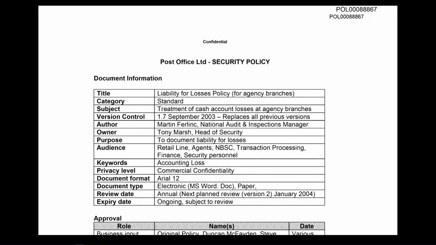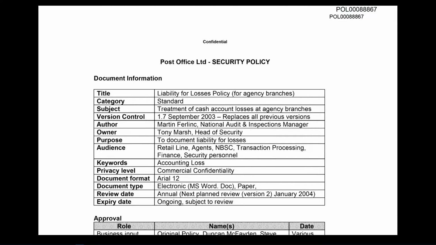Who would you have in mind for this particular policy? I mean, it probably says in terms of the audience there, but basically that group of people, people in the retail line and the network, including agents, transaction processing, product and brand accounting as it became known. So quite a wide distribution. Yeah. This one is written by yourself. You're listed there as the author. Was that a significant document for you as far as you were concerned?